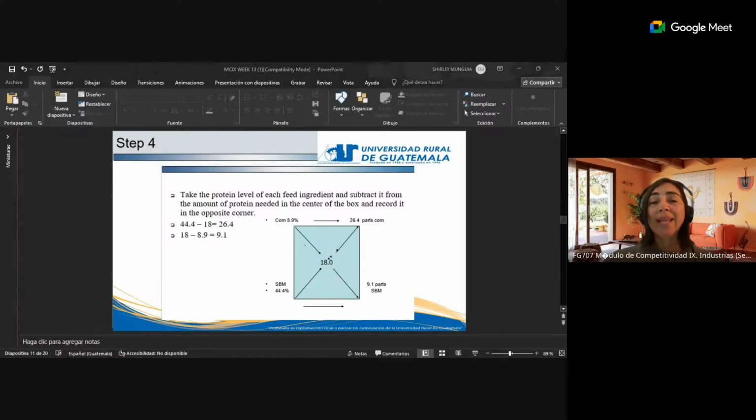Okay, so what is the next step? We're going to take the protein level of each feed ingredient and subtract it from the amount of protein needed in the center of the box. So we have in here this number, 8.9. What we're going to do is subtract that from this number, that is 18, and we have this answer, 9.1. You can see here it is 18 minus 8.9. So we have the 9.1.